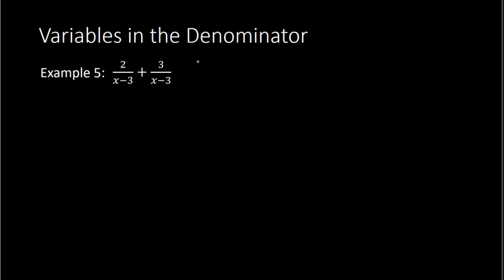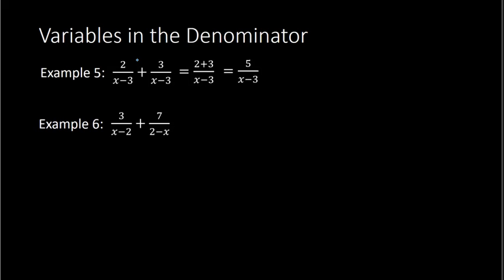So example 5, we have 2 over x minus 3 plus 3 over x minus 3. Now here, the denominators are already the same. So because of that, I keep the denominator and then add the numerators. So I have 2 plus 3 on the top over x minus 3 on the bottom, which would give me 5 over x minus 3. Another example, we have 3 over x minus 2 plus 7 over 2 minus x.